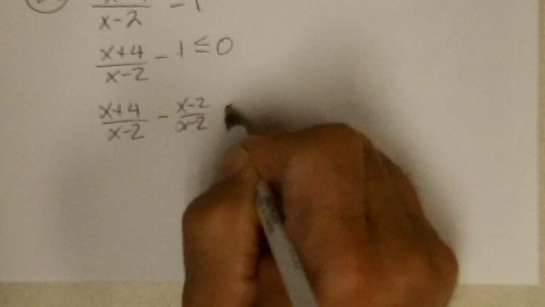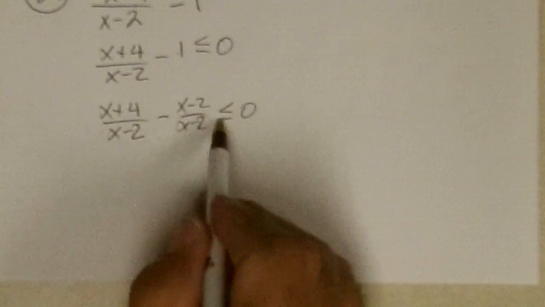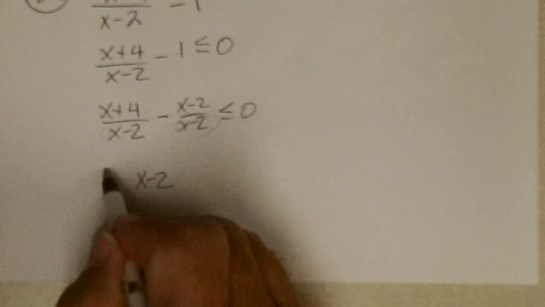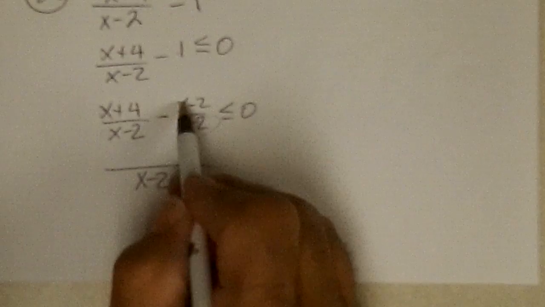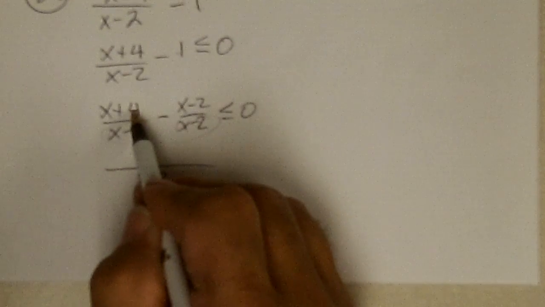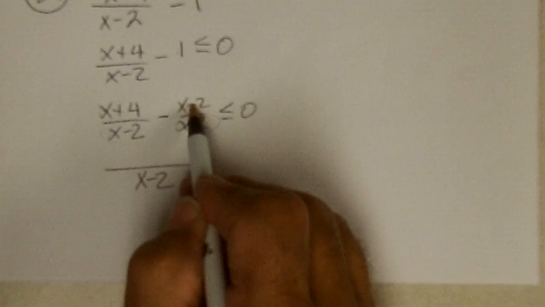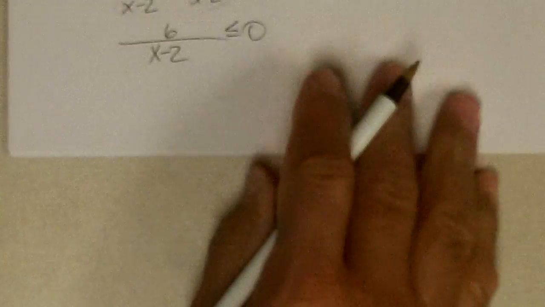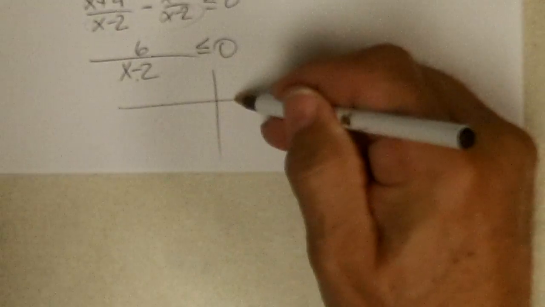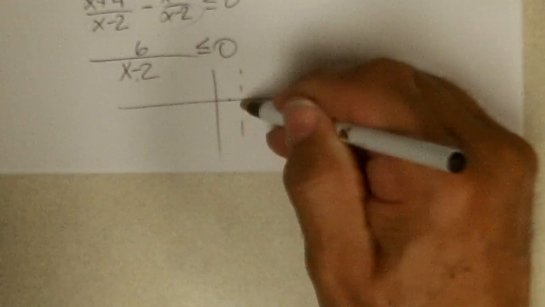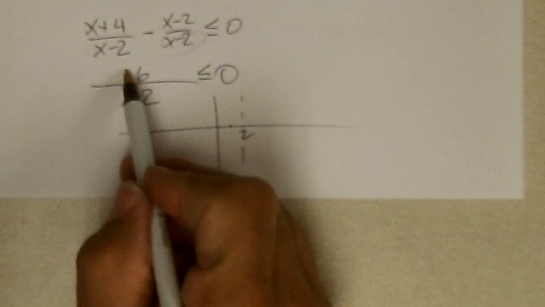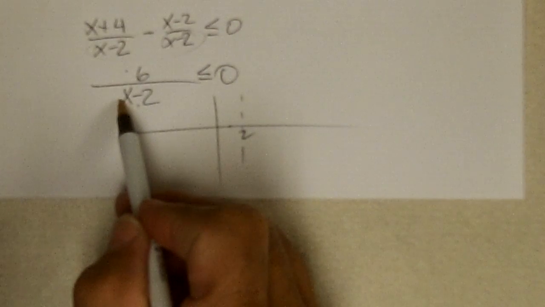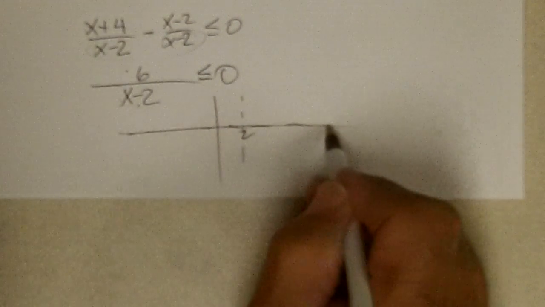That's 1. Common denominator, so we have x minus 2 in the denominator. In the numerator, we've got x minus x, which is 0, and 4 minus a minus 2, that'd be 6. So this has a vertical asymptote at 2. A horizontal, the degree of the numerator is less than the denominator, so horizontal asymptote of 0.